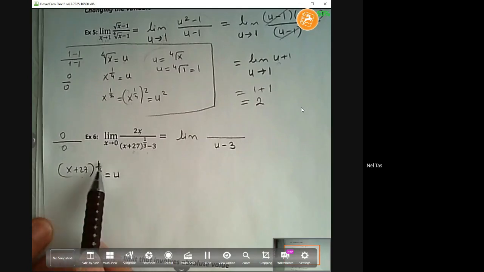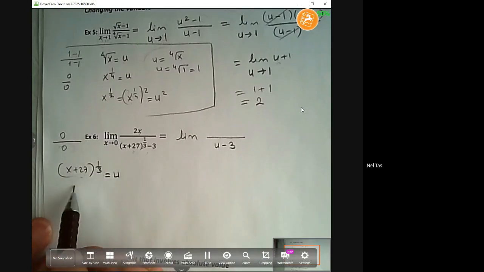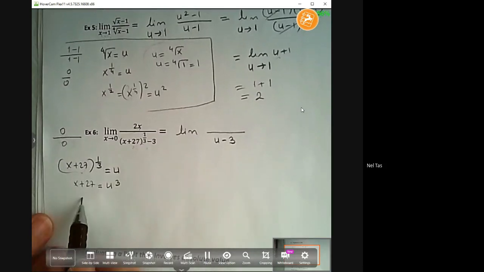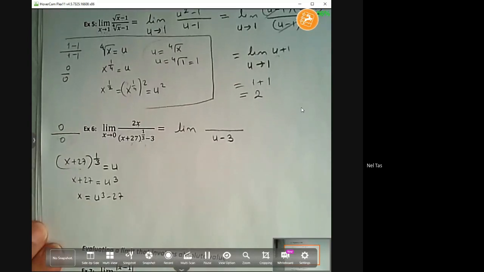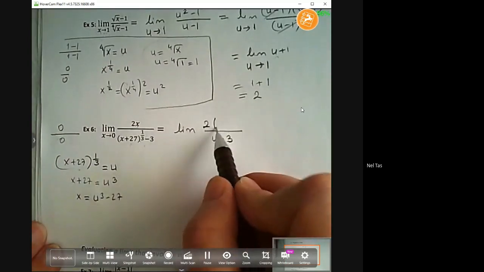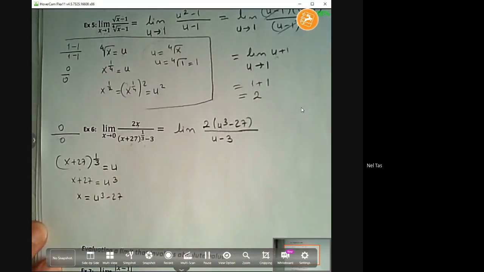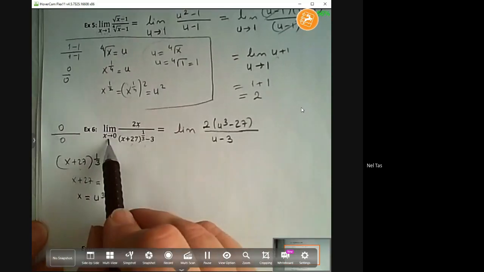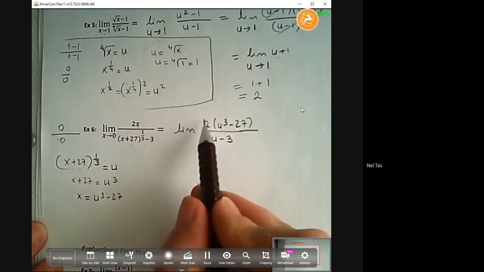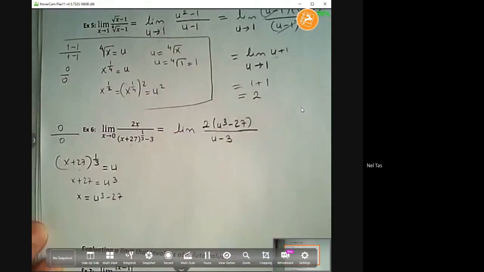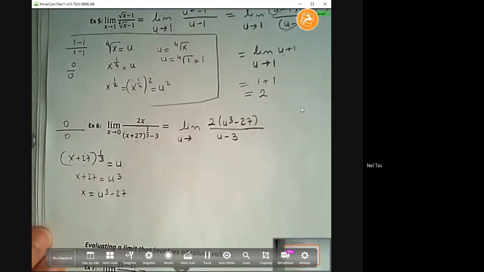So now you can take the cube of both sides, okay? If you take the cube of both sides, then you get x plus 27 equals u cubed. Okay. Then you isolate x, so you get u cubed minus 27. Okay, so I have 2x, so 2 times u cubed minus 27. But again, I cannot write this part with u and keep the x here, right? We don't do that. We also have to change that to u.